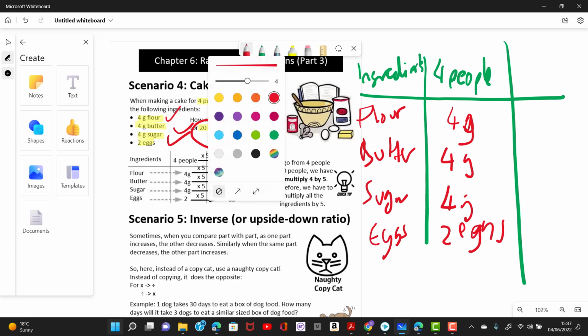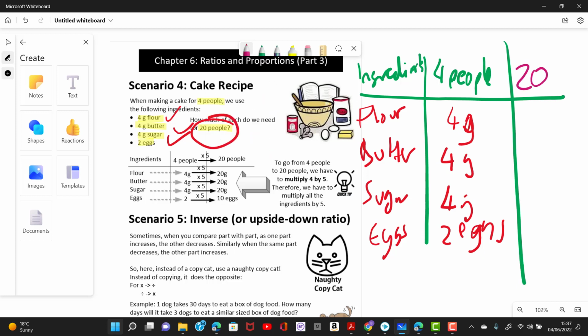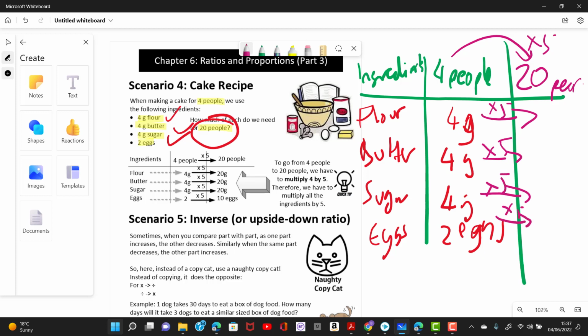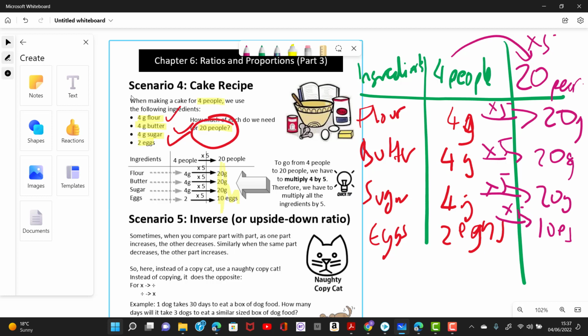So I put 20 here. Let's change the colours. 20 people. To get from 4 to 20, I times by 5. So everything I do, I times by 5. That would be 20 grams of flour, 20 grams of butter, 20 grams of sugar, and 10 eggs, just like they did there. So you times by 5. Very simple. Just remember, what you do to one side, do to the other. Bigger means times, smaller means divide.